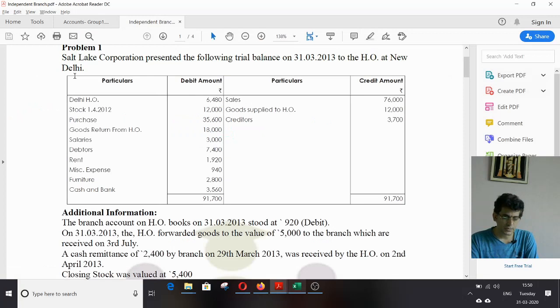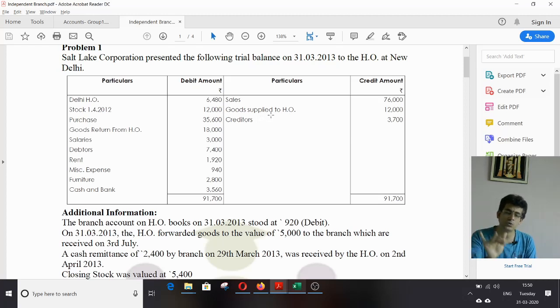So purchases is this, goods returned from head office. Say goods supplied to head office 12,000 is there, goods returned from head office 18,000 is there. So ultimately you are getting the goods from head office 18, you are returning the goods. See, the word framing is not proper here. So goods supplied to head office, that means goods returned to head office is 12,000.